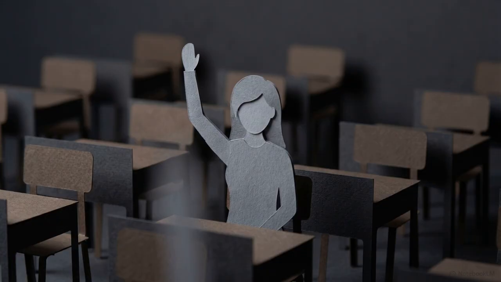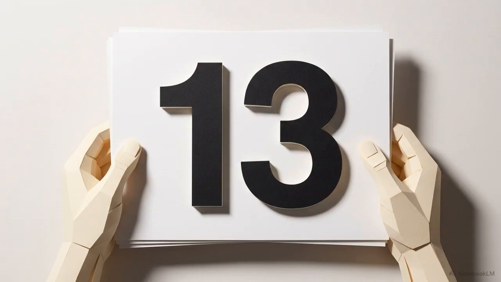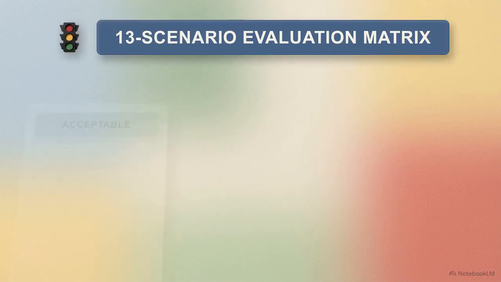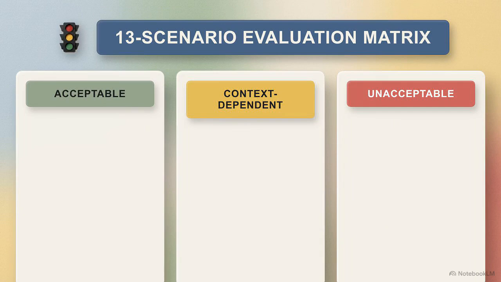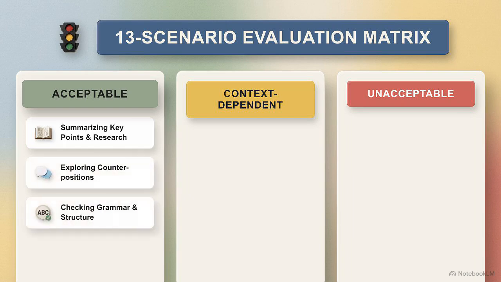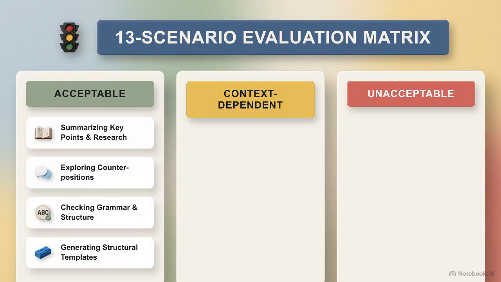Even with a strict checklist, gray areas will surface. To handle those, Step 3 uses the 13 AI scenarios defined by the International Baccalaureate as a definitive grading cheat sheet. This table maps those 13 scenarios into a simple 3-tier traffic light system. In the green tier, we place acceptable actions. This includes using AI to summarize key points, explore counterpositions, check grammar, or generate structural templates.